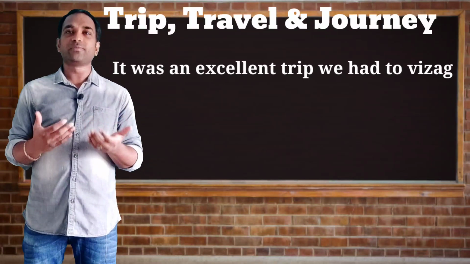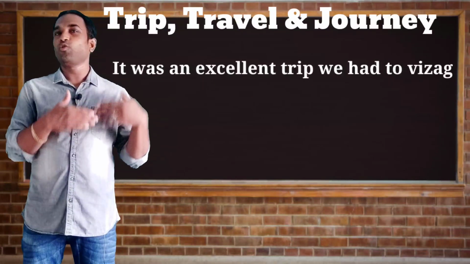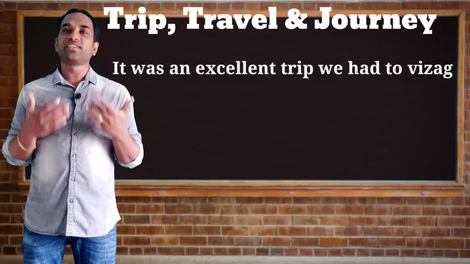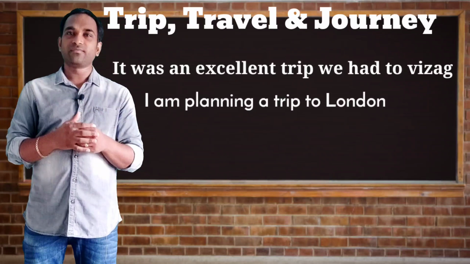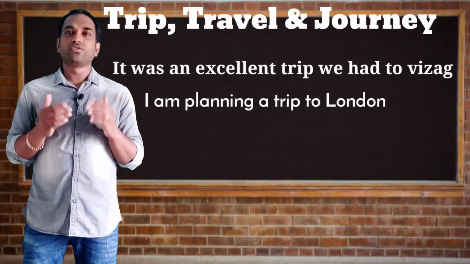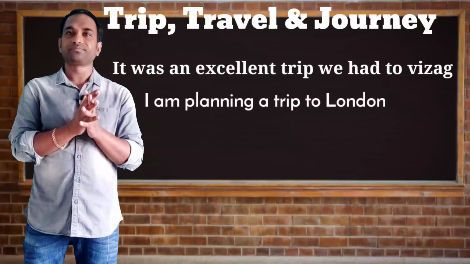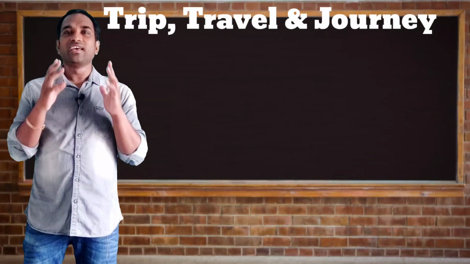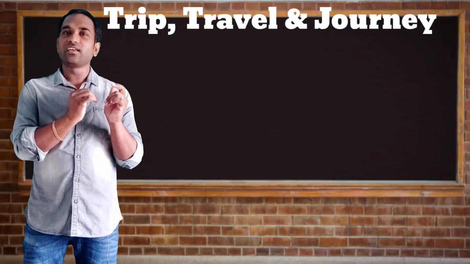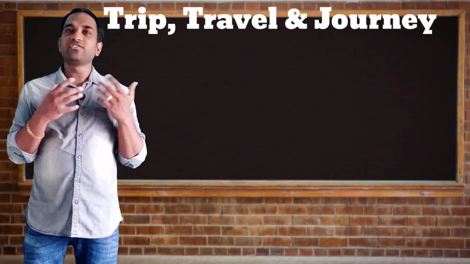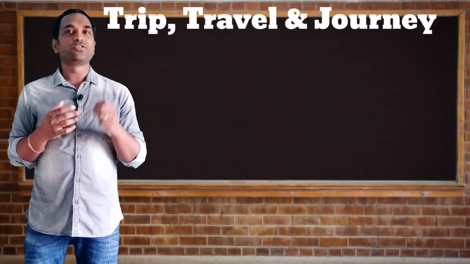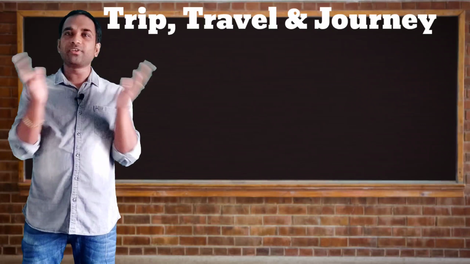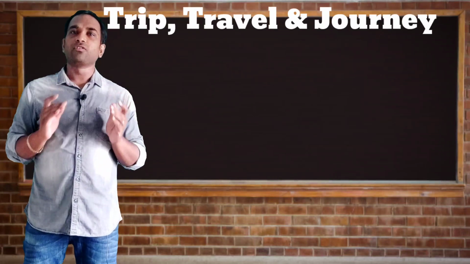It was an excellent trip we had to Vizag. We went and we came back. It was a short trip. I'm planning a trip to London next week. So in this sentence also, it is for a short duration. Observe all these sentences. In all the sentences, trip has got an article before it. Article is used before a noun, and so we can conclude that trip is a noun. Okay, so trip is not a verb here, it is a noun.